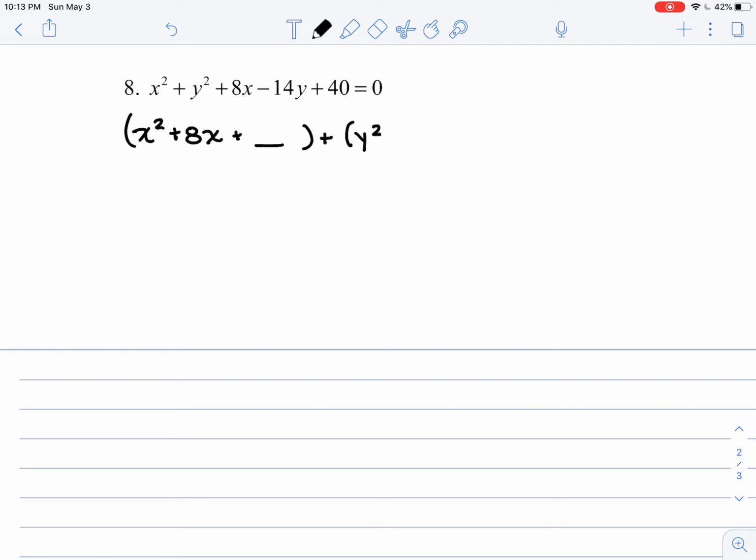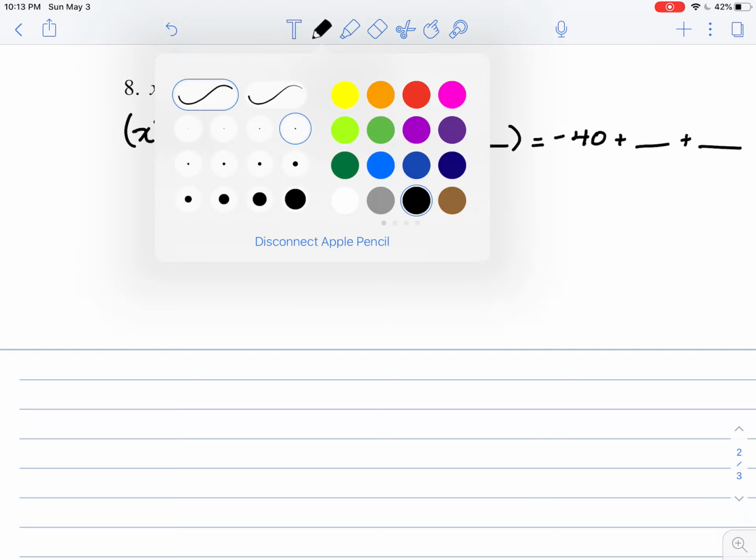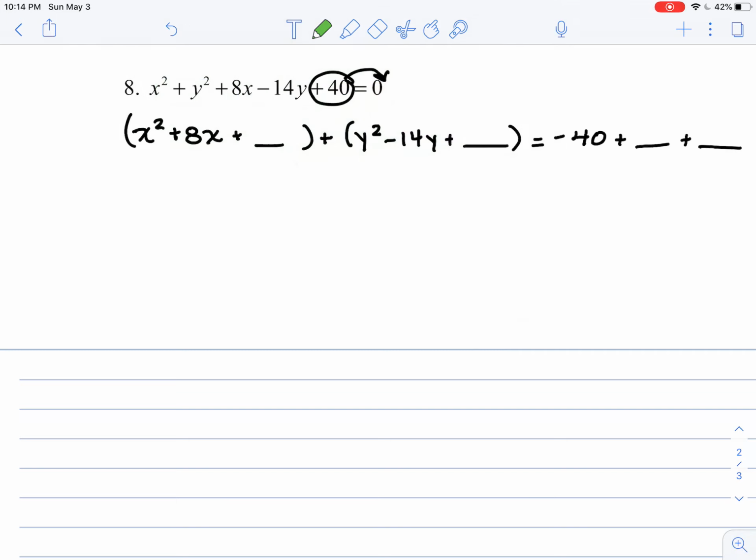Plus, I'm going to group my y term, so y squared minus 14y plus, I'm going to figure out what goes in there. And then this 40 needs to move over to the right side of the equation. All of our plain numbers always have to be on the right side. So if I subtract 40, I have negative 40. And then I create the 2 blanks to remind myself to add our numbers to both sides.